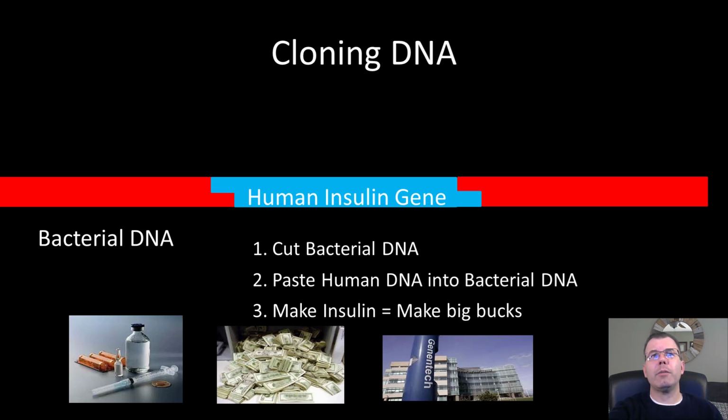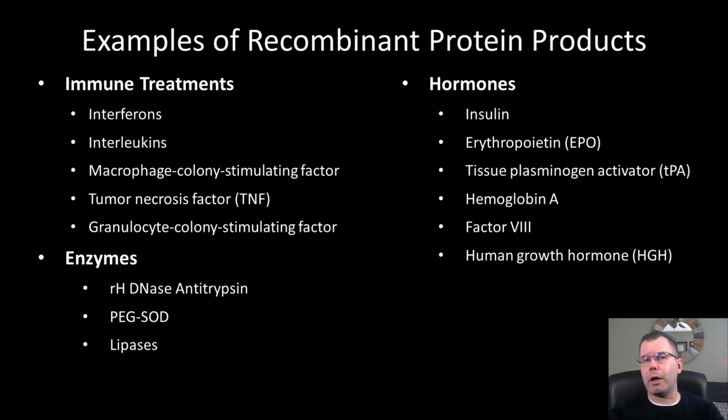In this next slide, I'm going to show you a number of different recombinant products that are out there today, including a lot of immune treatments like interferons and interleukins, which are all proteins necessary for turning on our immune systems. Macrophage colony stimulating factor basically stimulates macrophages. Tumor necrosis factor is another cytokine, and then there is granulocyte colony stimulating factor. All these proteins can be given to a patient who is suffering a major infection to help ramp up their immune system so that they can fight off the infection. That's really important and can be done very easily.